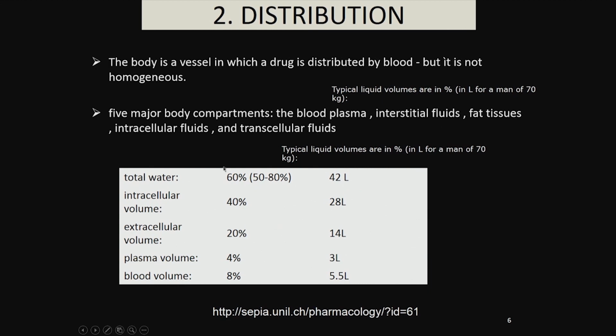total water is 42 liters, intracellular volume could be 40%, 28 liters, extracellular volume 20%, 14 liters, plasma volume 4%, blood volume 8%. So depending upon which contributes towards the absorption of the drug, the volume can change. The volume can change depending upon the nature of the drug, depending upon the health of the patient, depending upon the race, depending upon the gender, and so on.